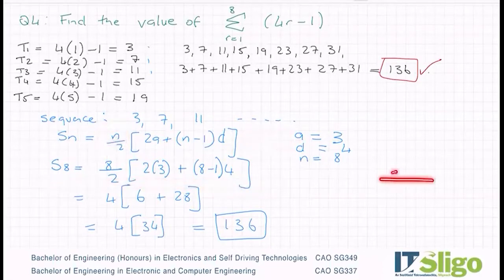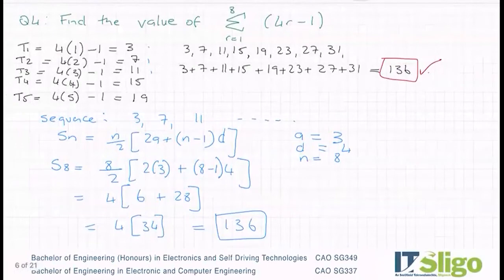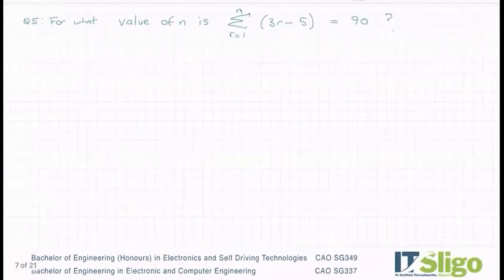Okay, so I'm going to do it this way because it's, I suppose, the savvier way of doing it. But to do that, of course, I need to know what is A, my first term. I need to establish what is my common difference. So to do that, I need to write out a few of the terms of the sequence.